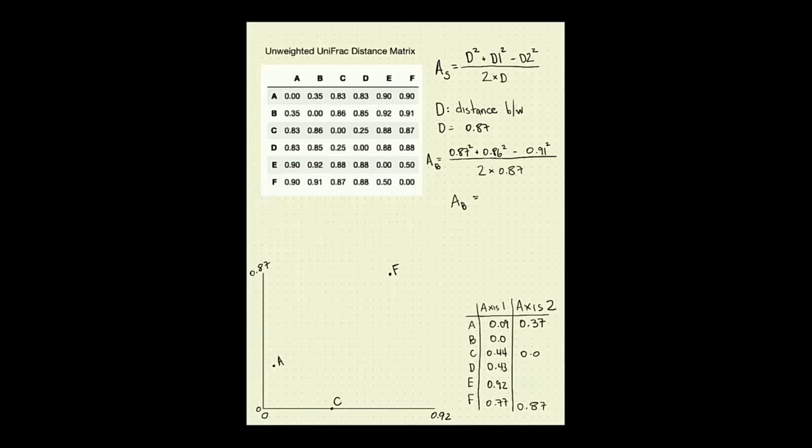If I plug all this into my calculator, what I find is that the axis placement is 0.38. And so we can put B on this axis, and it's going to be slightly higher than A, and over there at zero. And so there's A and B over there, and we'll now move on to the next one.